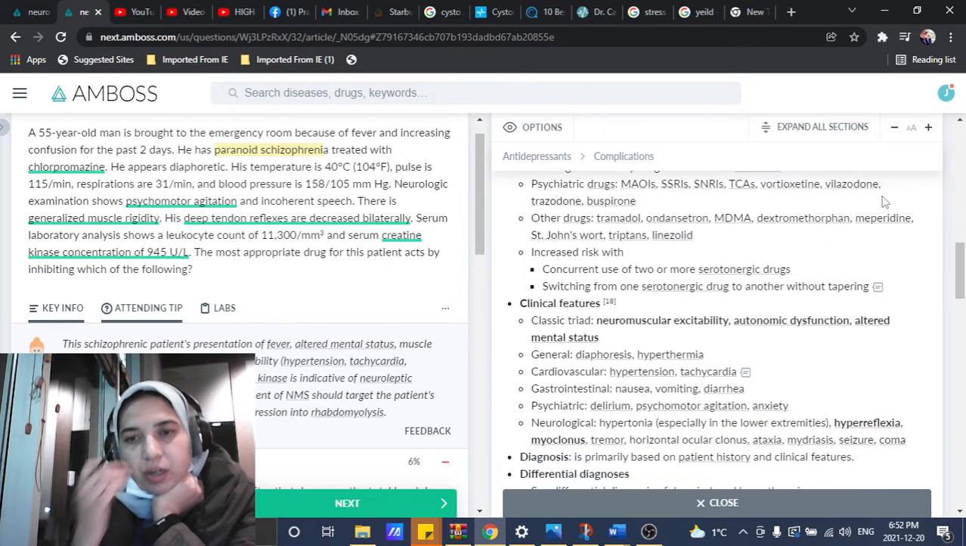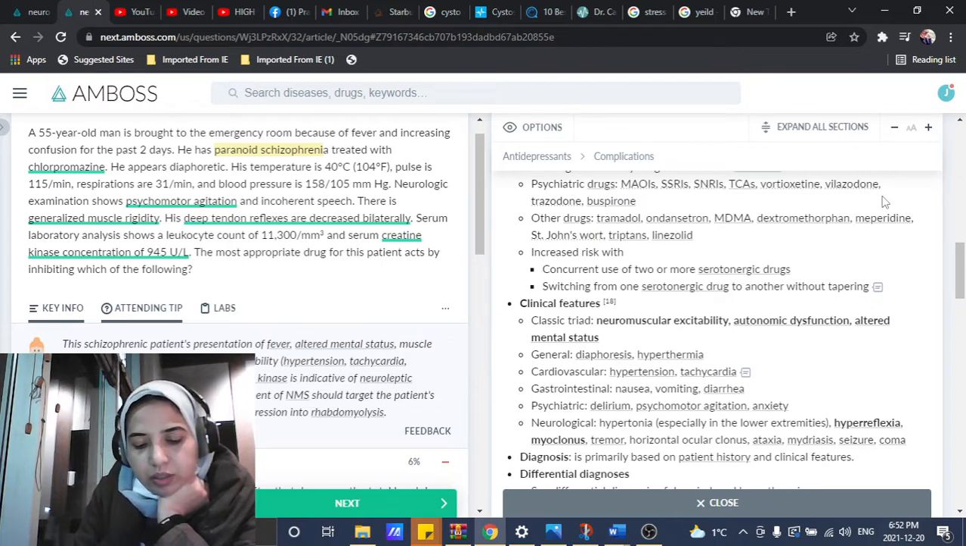Clinical features are a triad of neuromuscular excitability plus autonomic dysfunction and altered mental status. So neuromuscular excitability. I think that's the difference, because neuroleptic malignant syndrome was defined more by hypotonia. This one would have hypertonia, increased reflexes, all of the features of neuromuscular excitability. So neuromuscular excitability, autonomic dysfunction, plus altered mental status.